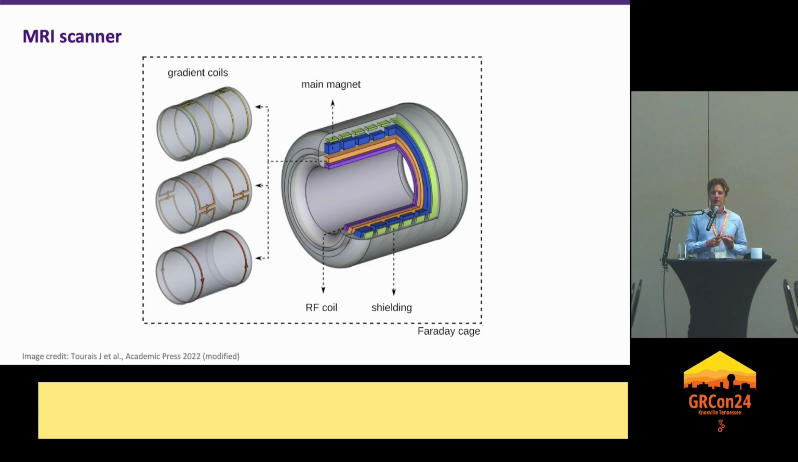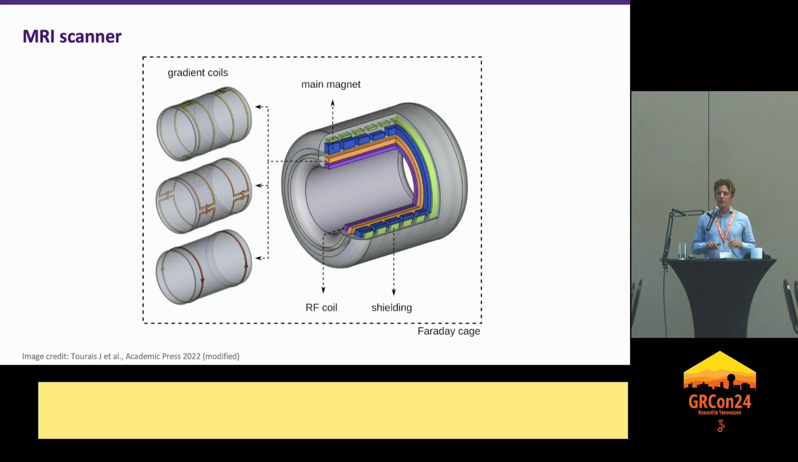A strong field, for example, 1.5 Tesla. Two, you have gradient coils, which can create pulsed magnetic field gradients. This is actually how you create the spatial encoding. And three, you have an RF coil. The RF coil is used both to excite the spin system and also to record the signal.